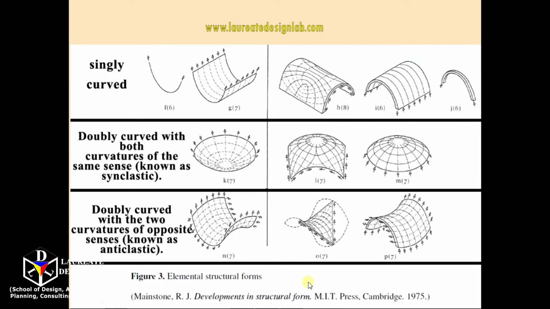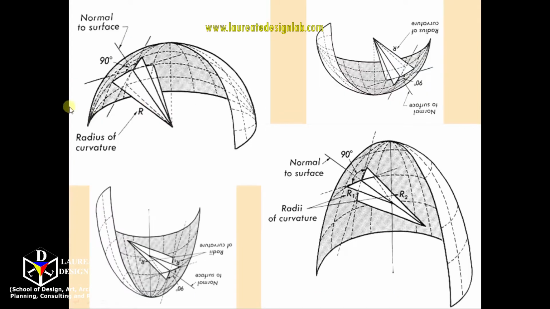This content is taken from Mainstone, published by MIT Press, Elemental Structural Forms. The curvature of a surface at a point is displayed by cutting it with a plane rotated around the normal to the surface at that point. So this is the normal. A plane line is represented by these dotted lines.